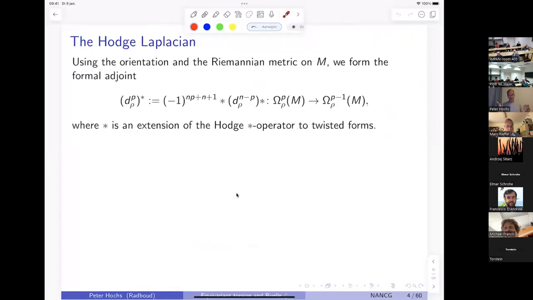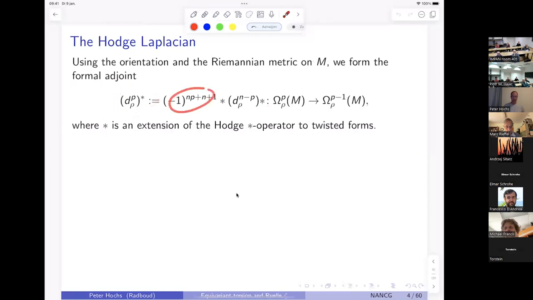As we know, for de Rham cohomology, you can realize de Rham cohomology as a kernel of the Hodge Laplacian. The same is true in this setting. So we take, in the usual way, the formal adjoint of this twisted differential, just by using the Hodge star operator.